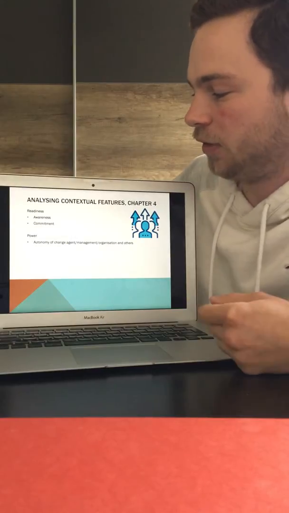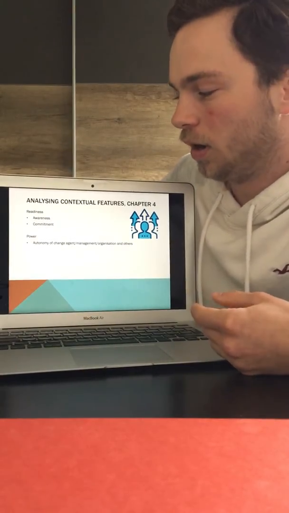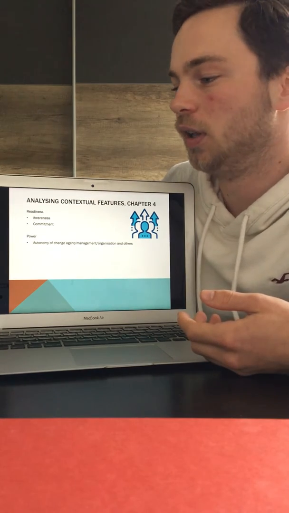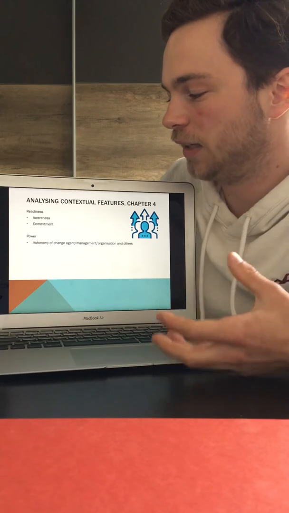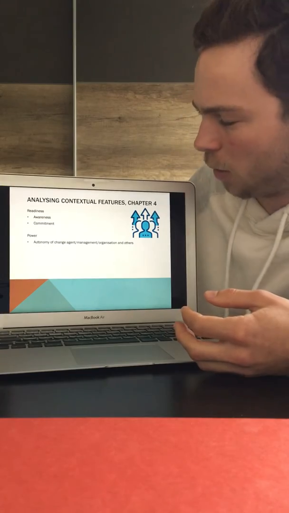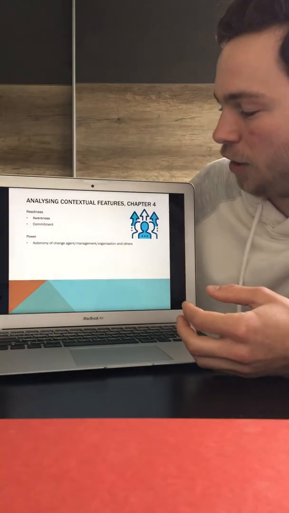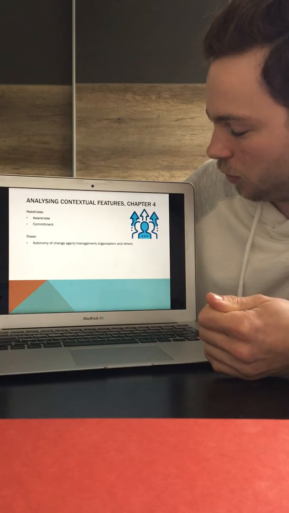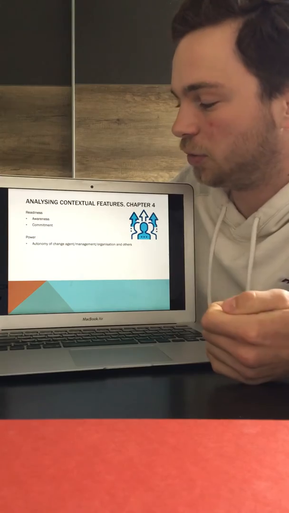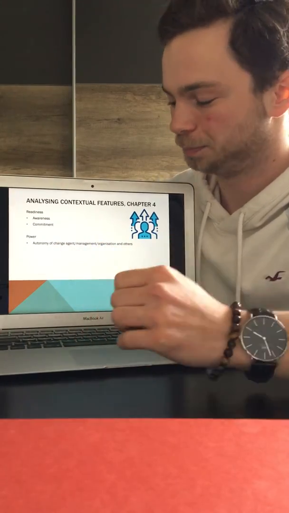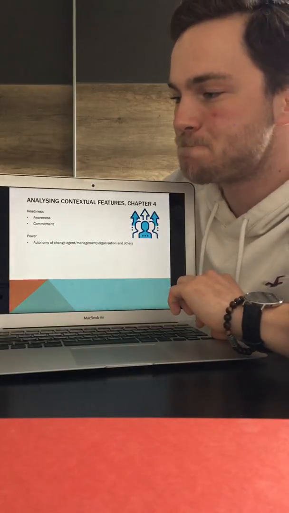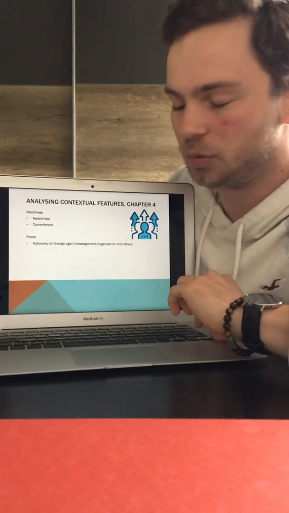Then number 7 is the readiness. How many people are aware that they need to change, or aware of the environment and why they need to change, and how many people are committed to that change. Then the power, the anatomy of change: agent, management, organization, and others. Are they all on the same page, or are there differences between the layers of power? And how this might influence resistance towards the change.